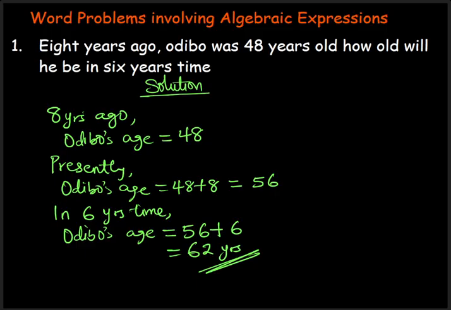But the whole idea of word problems is that you must be able to carefully present every step when you are solving. Start with what you are given, and then take the questions bit by bit, carefully presenting what you are doing. You can see that I started with the age 8 years ago. After that, I went on to find the present age, and from the present age, I can now proceed to find the age in 6 years' time.